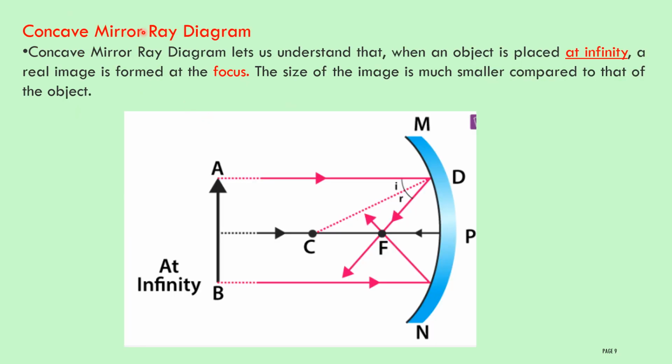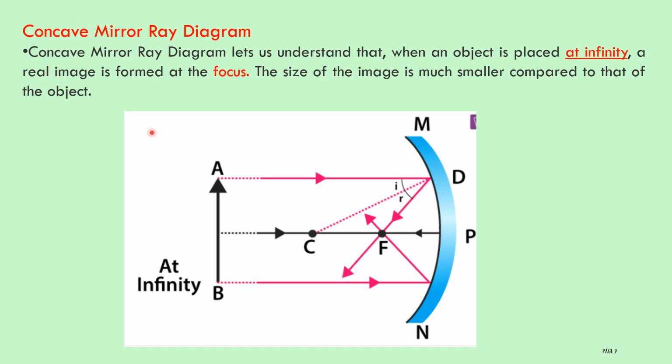Concave mirror ray diagram. What is the use of a ray diagram? A ray diagram indicates the position of an object, the position of the image, and the nature of the image. All this information is given by a ray diagram. Therefore, a ray diagram is very useful when you are studying image formation, whether for a concave or convex mirror. Even in the case of lenses, it is very useful.